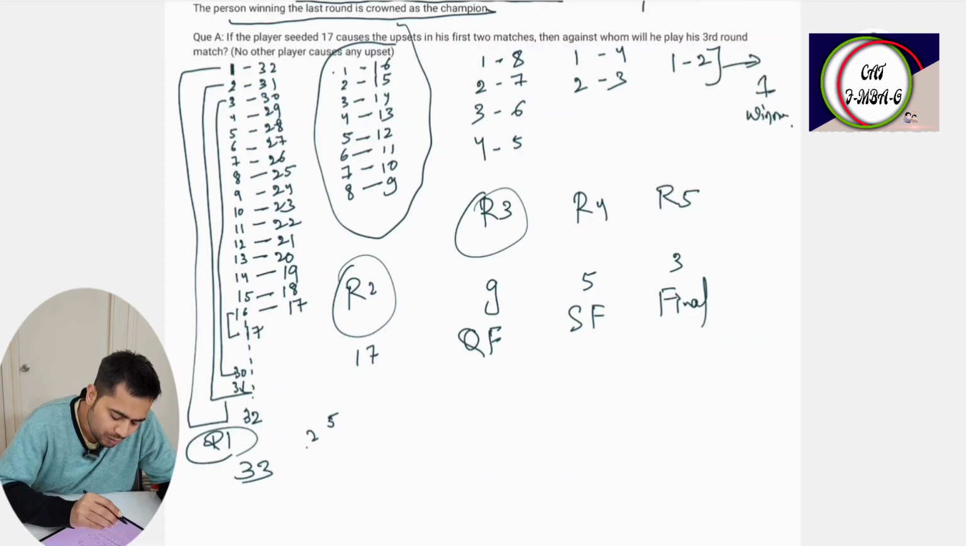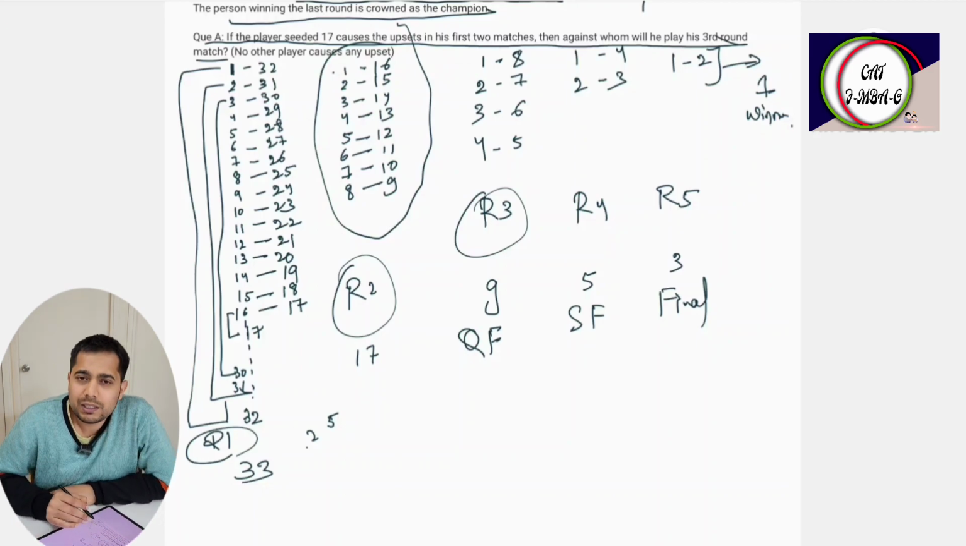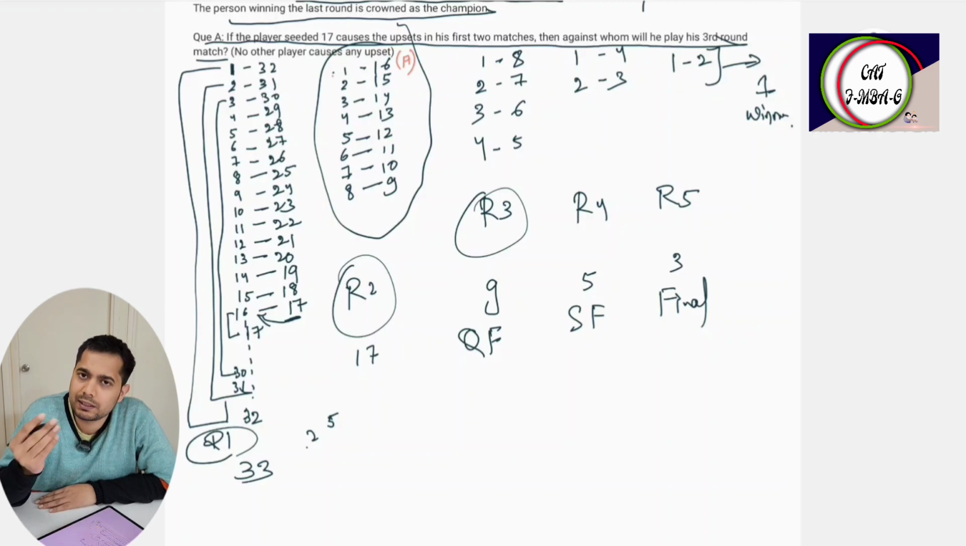Okay. Now let us go ahead and answer the questions. Question number 1. If player 17 causes upsets in the first 2 matches, then against whom will he play in the third round of the match? Okay. Player 17 causes upsets in the first 2 rounds. In the first round, player 17 causes an upset. So that means 17 will defeat 16. So instead of 16, 17 will be here. So 1 will play against 17.